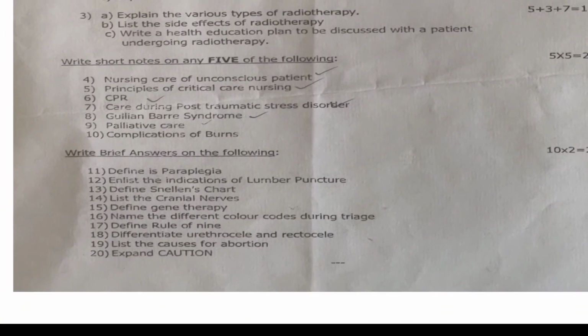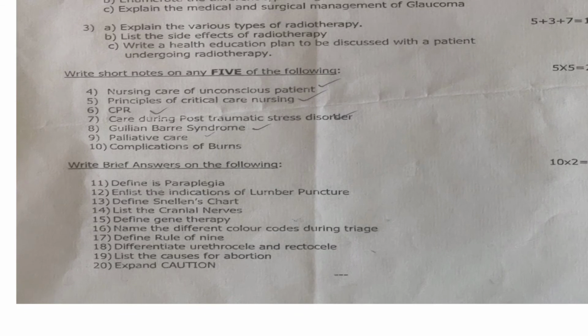Next, moving on to brief answers. For brief answers, there is no choice. You have to answer all the 10 questions. From 11 to 20 it is brief answers. 10 into 2 is equal to 20.